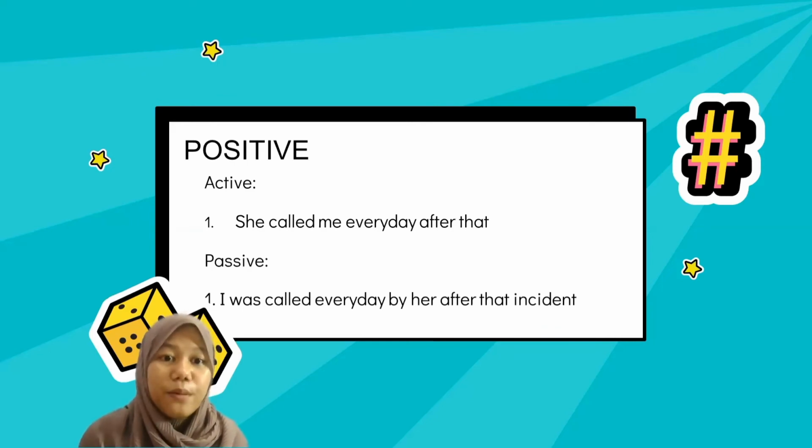From the active sentence, we change it into passive voice simple past tense. It becomes, I was called every day by her after that incident. We know the formula of passive voice simple past tense is subject plus was or were plus verb 3. It means I for subject, was for was or were, called for verb 3.